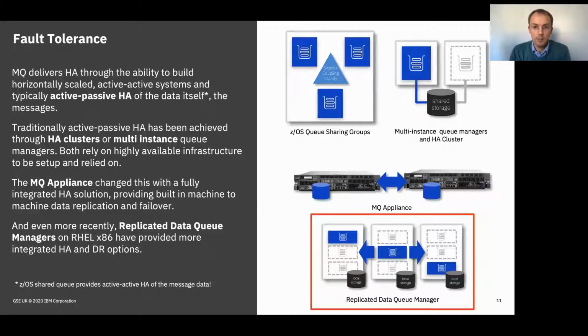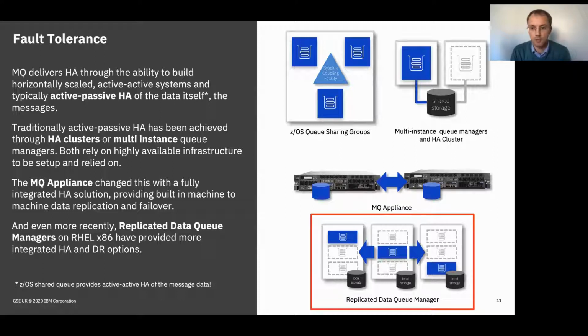MQ has a number of high availability features that have been around for many years. On z/OS, we have queue sharing groups, which are the premier solution for high availability because you have access to messages from any of the queue managers in a group, because those messages can be stored in the Sysplex coupling facility for z/OS. On the distributed platforms, you have multi-instance queue managers and HA clusters, which use an active-passive model with some shared storage.